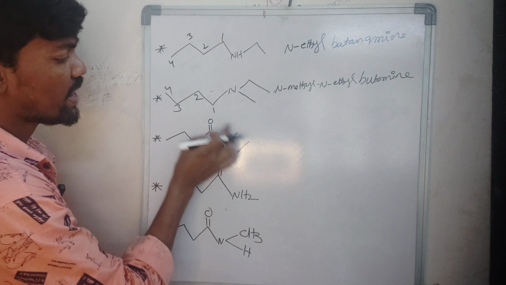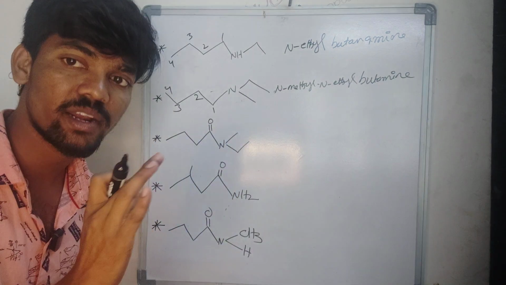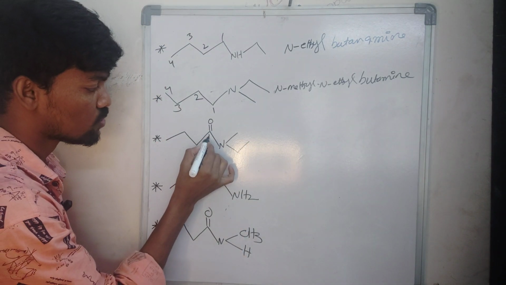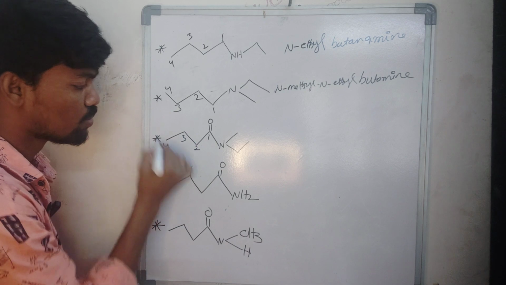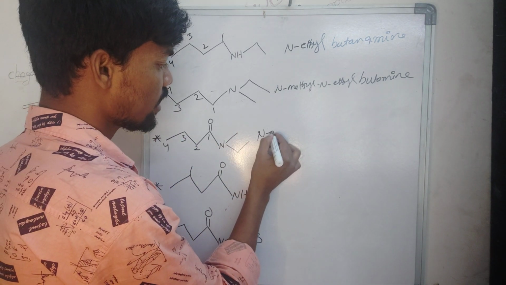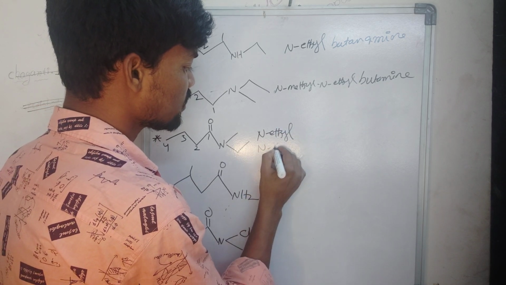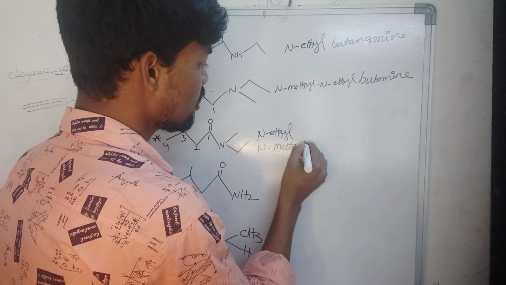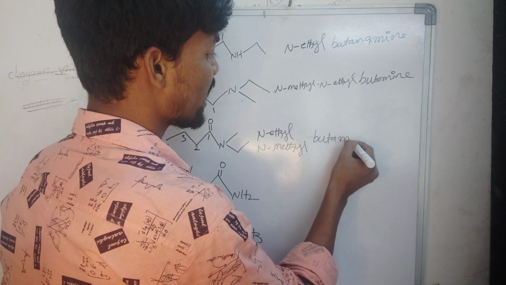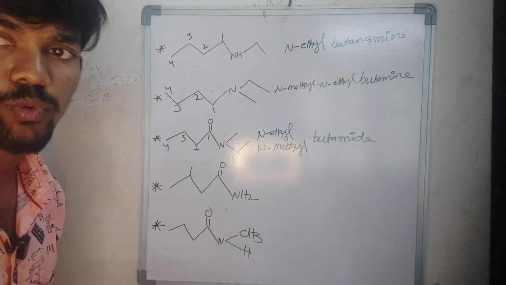Next one, coming to this one, this is an amide group. This is CONH. It means amide, not amine. It is an amide group, so we have to take the chain from this one only. 1, 2, 3, 4 carbons are there. This is N-ethyl, you have to take N-ethyl whatever it may be, and another is N-methyl. N-ethyl, N-methyl, total butane amide. Don't take amine, you have to take amide: butanamide.